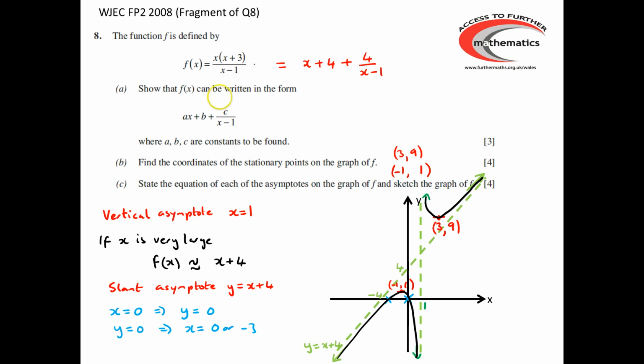Okay, so the marks for this, well, the first 3 marks would be for obtaining the alternative expression x plus 4 plus 4 over x minus 1 for f of x. Then we had the differentiation and solving the consequent f dash x equals 0 equation to find the stationary points gives us 4 marks. 1 mark for each of the 2 asymptotes, and then 2 marks for producing the final sketch.